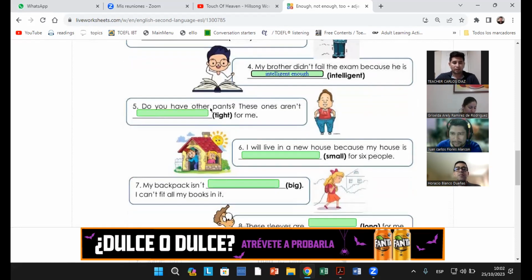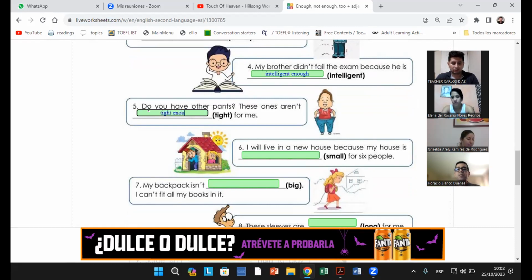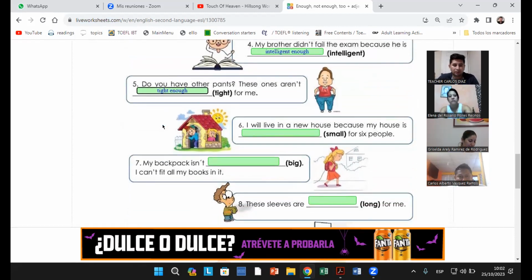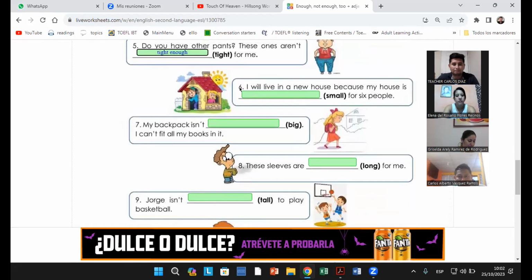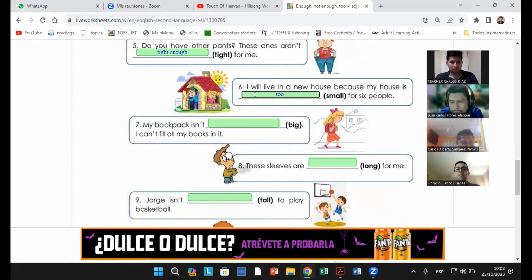What about number five? Do you have other pants? These ones aren't tight enough. I know. Enough. Number six. What is it? I will live in a too small house because my house is too small. Too small. It is a problem, yes or no?